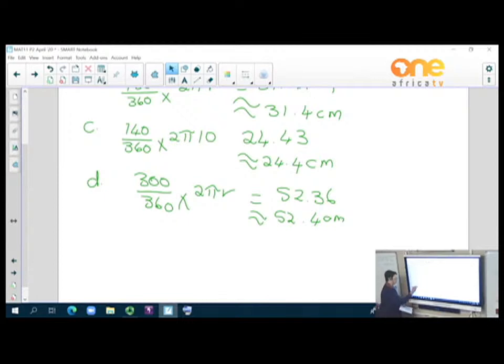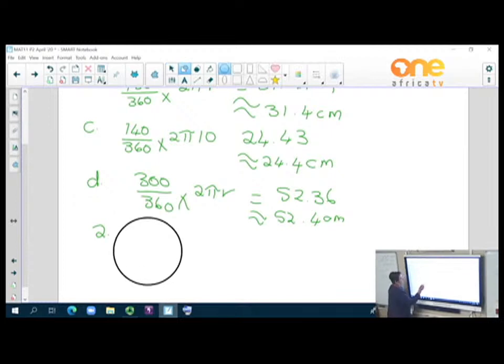Right, let's look at number 2. It's a little bit different that they ask it. The minute hand of a clock is 10 centimeters long, so we still have a circle. And then they say the minute hand moves 5. Oh yeah, so it's 10 centimeters, but it moves in 5 minutes. So how far does it move in 5 minutes?